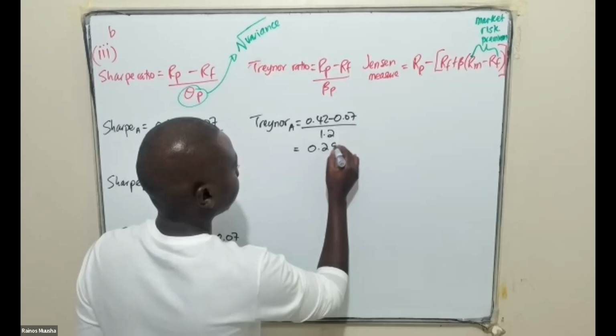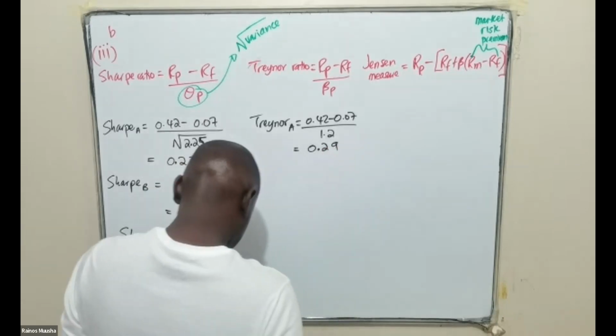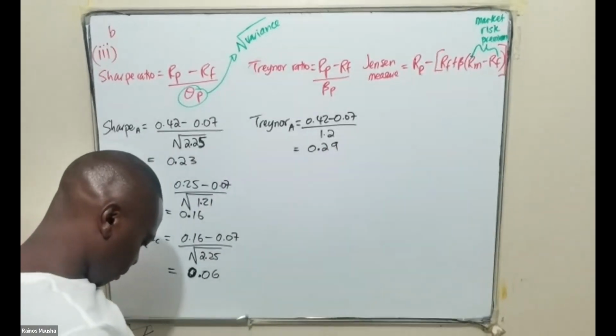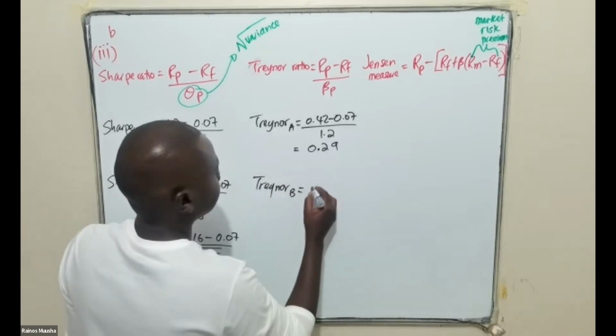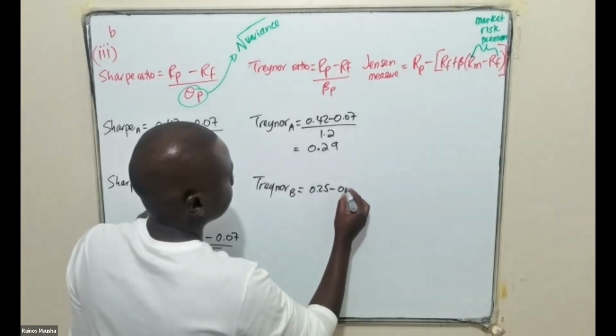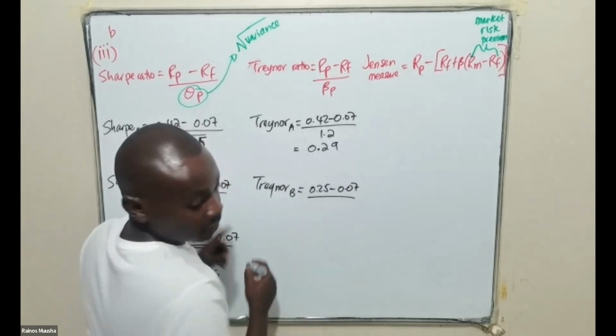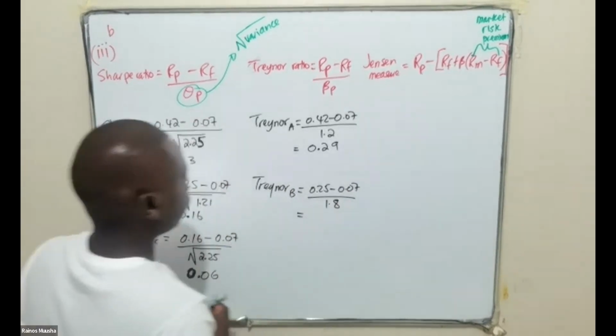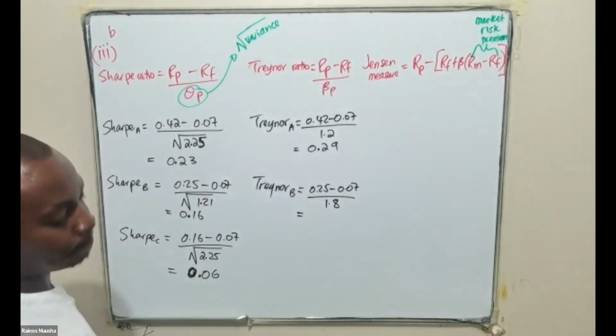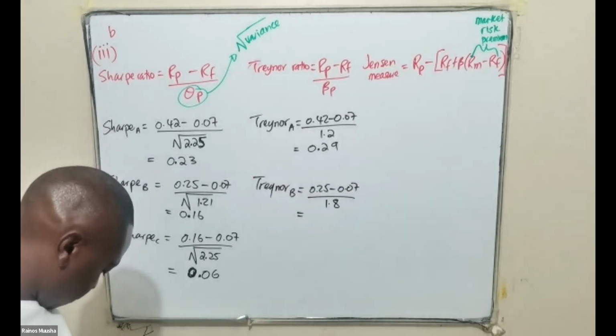$0.29. Okay. Are we all getting the same amount? Yes. All right. Then for B, your Treynor ratio would be 0.25 minus 0.07 divided by, for B, your beta is 1.8. So how much would be the Treynor ratio for portfolio B? 0.1.